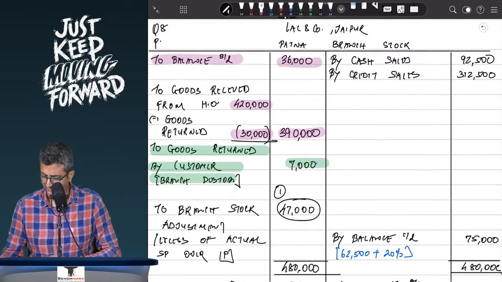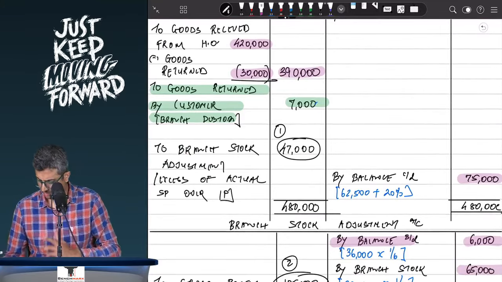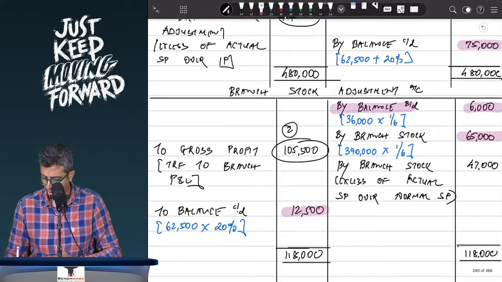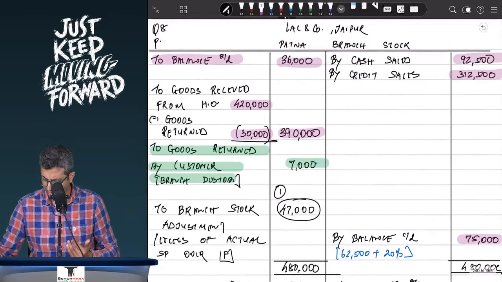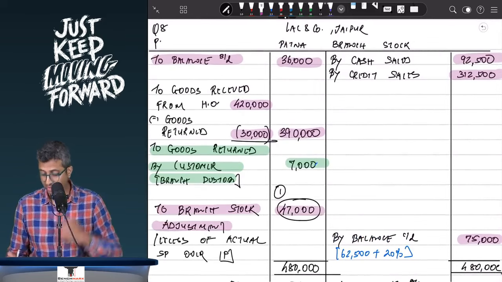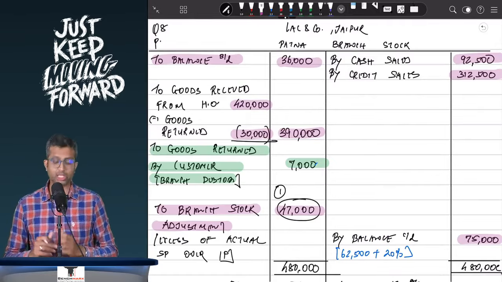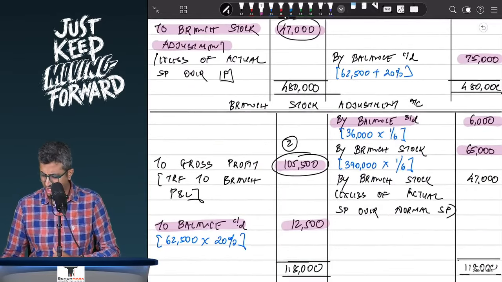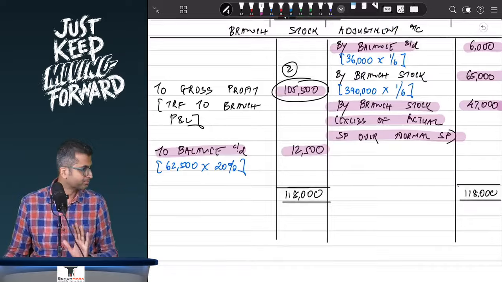Now, other than that, you recorded credit sales, cash sales. Closing 75,000. Stock is 62,500 plus 20%, and there will be a stock reserve of 12,500. Whatever is left over will be the profit. I believe all of this has been taken, but there is still a balancing figure. This must be 47,000. You must have sold at a price which is greater than your invoice price. So this is 47,000, and hence this is by branch stock. This is excess over the normal selling price, and hence this will be taken.